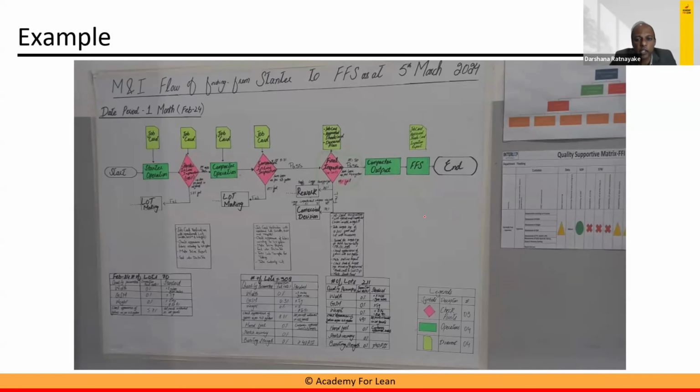Right. Yes. So this is an actual MNI flow, right? So you can see the dates and everything. This actual MNI flow we have done for a fabric mill. Totally, both of you now know this one.